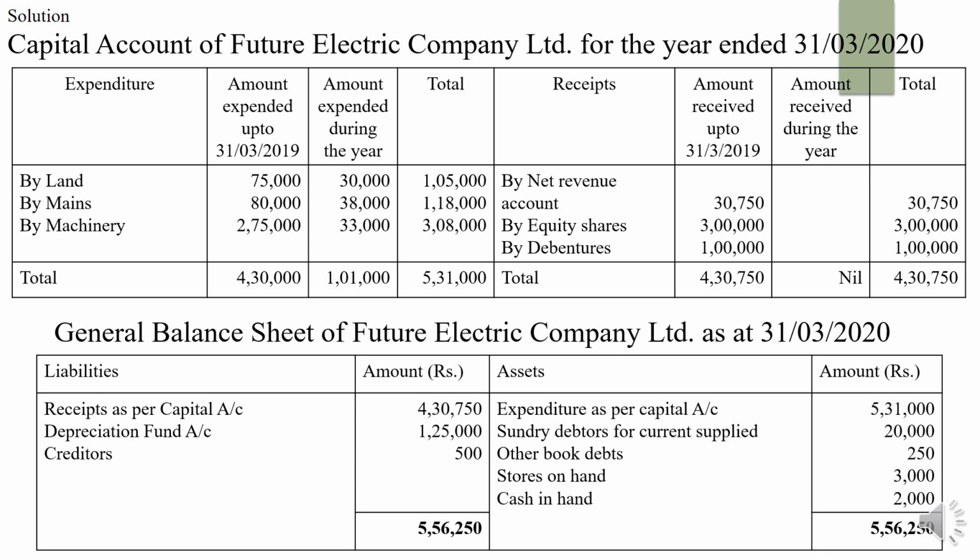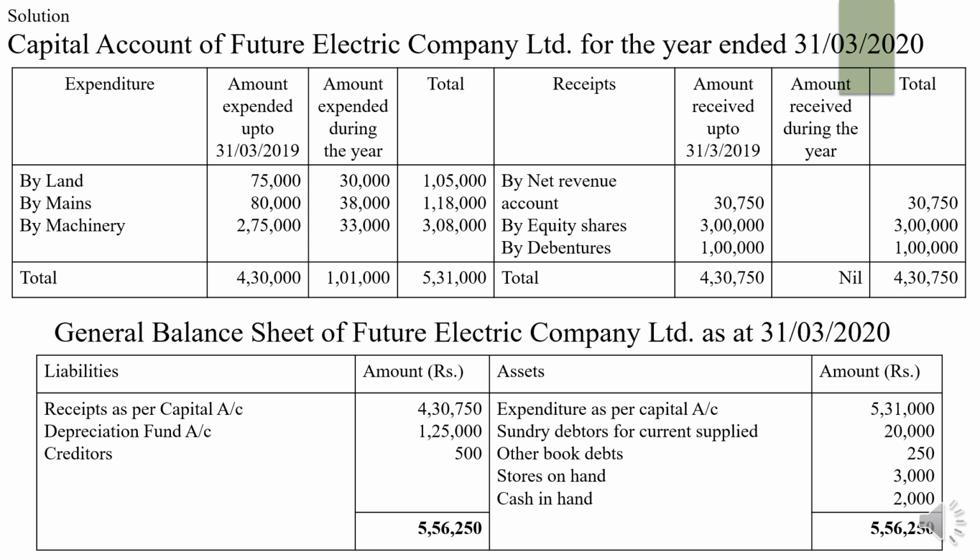Okay, next one is depreciation fund. In the previous trial balance, you have the depreciation fund account. There itself I told you it goes to the liability side. So depreciation fund account 1,25,000, creditors 500. So these are the only three items in the liability side. The total of the liability side is 5,56,250.